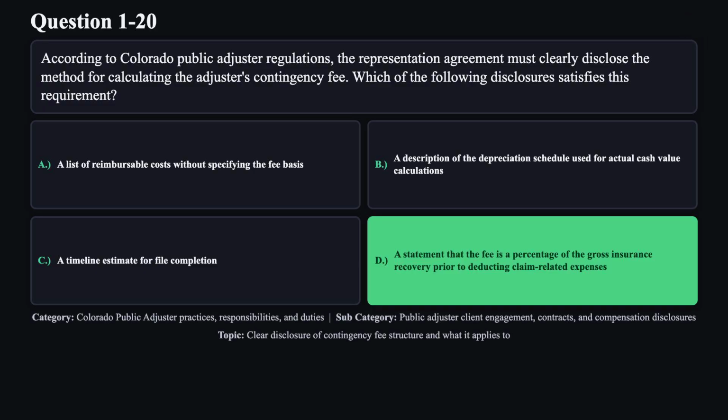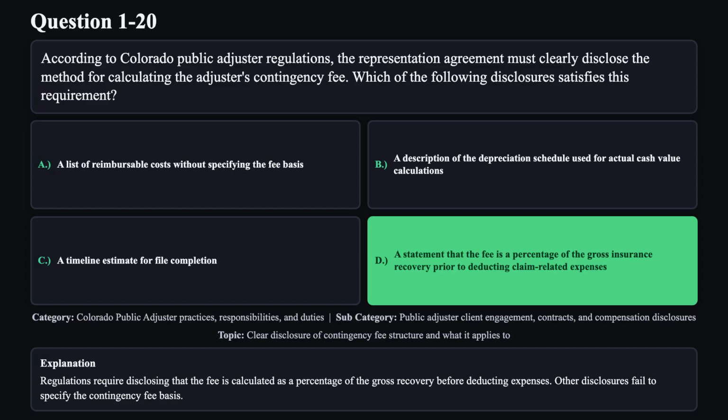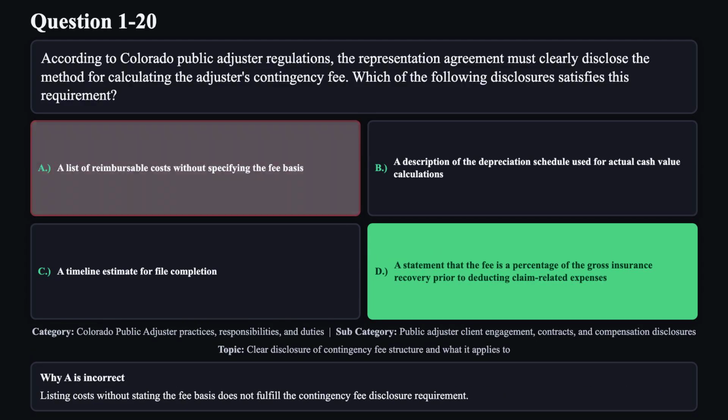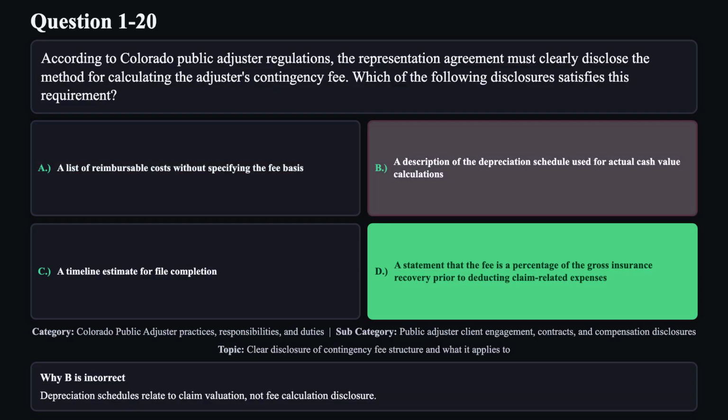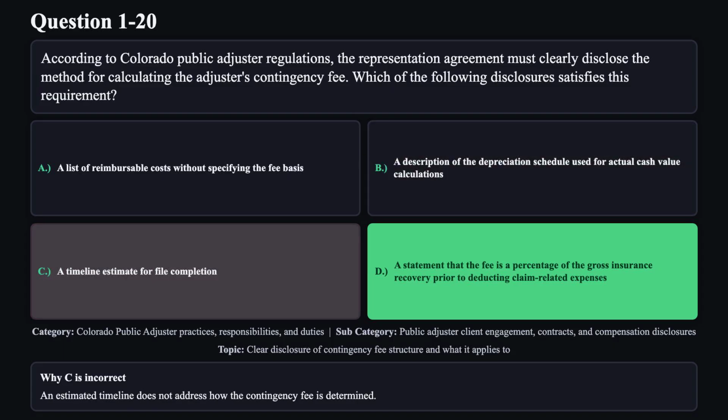The correct answer is D. Regulations require disclosing that the fee is calculated as a percentage of the gross recovery before deducting expenses. Other disclosures fail to specify the contingency fee basis. Reason A is not correct. Listing costs without stating the fee basis does not fulfill the contingency fee disclosure requirement. Reason B is not correct. Depreciation schedules relate to claim valuation, not fee calculation disclosure. Reason C is not correct. An estimated timeline does not address how the contingency fee is determined.